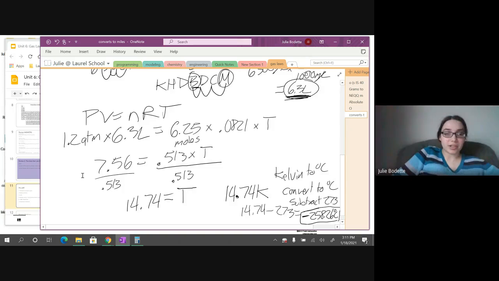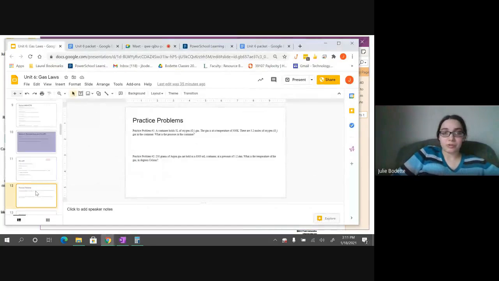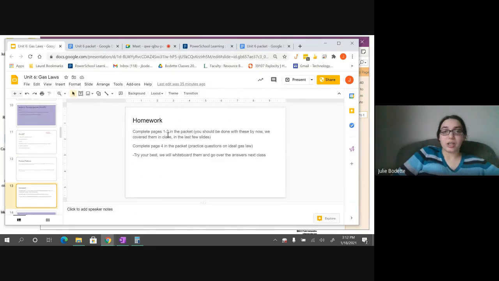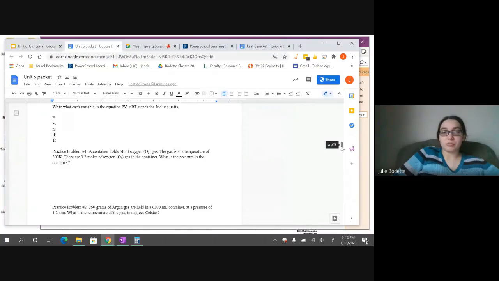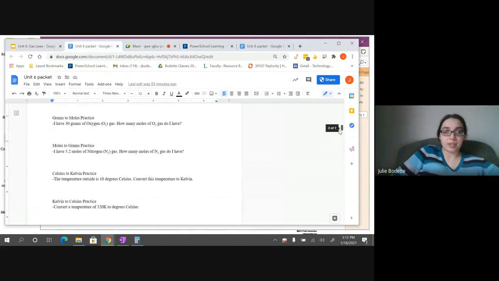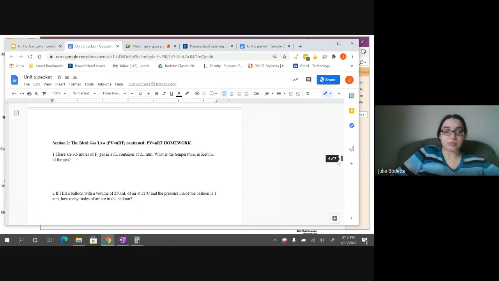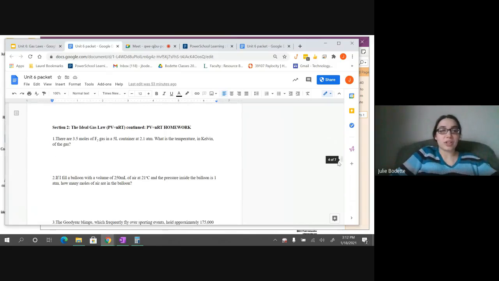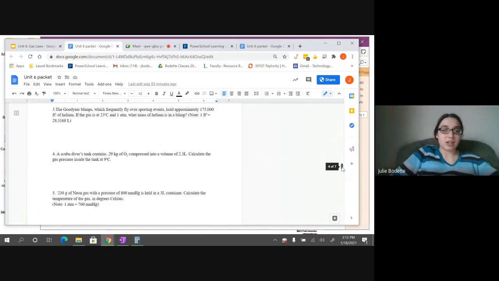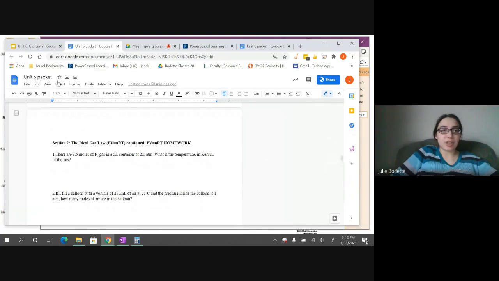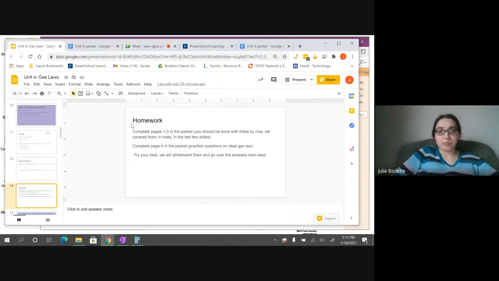All right, so that's all the practice problems. For homework, pages 1 through 3 in the packet. You should already be done with the first 2 pages. We just did them, right? The first page was the practice review problems. The second page was these ideal gas law problems. The third page is your real homework, the new stuff. It's a bunch more ideal gas law problems, 5 of them. So go ahead and do that for homework, and then we'll whiteboard them next class.